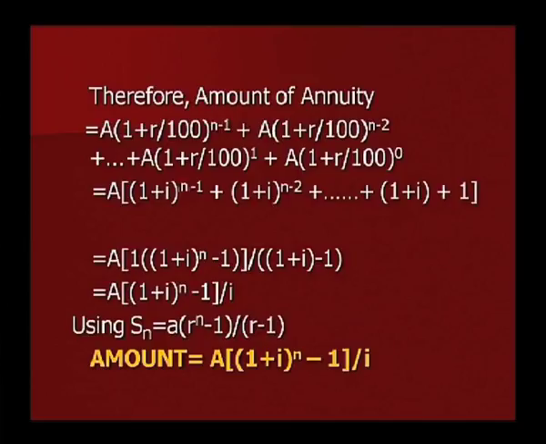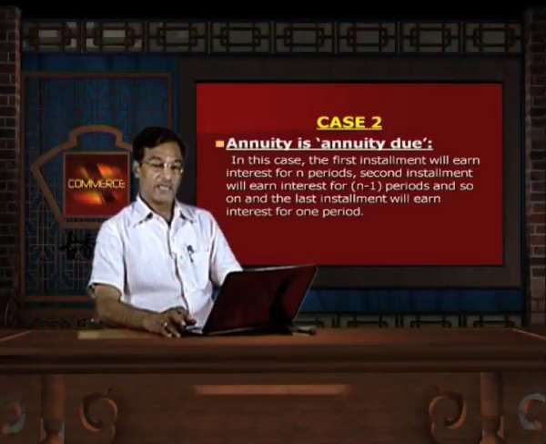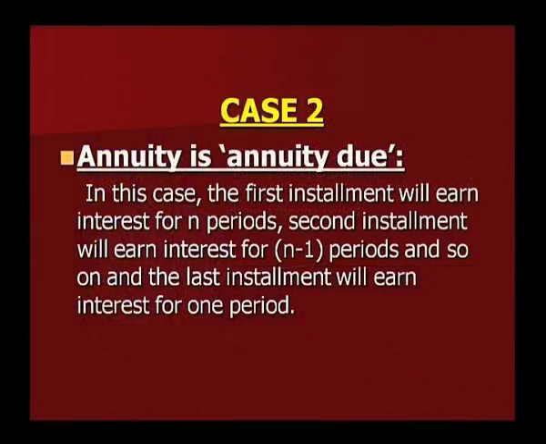Here the summation is formed by using the formula Sn = a(r^n - 1)/(r - 1), that is the sum of geometric progression of n terms. Now I will explain you the second case. Case 2 is annuity is due.